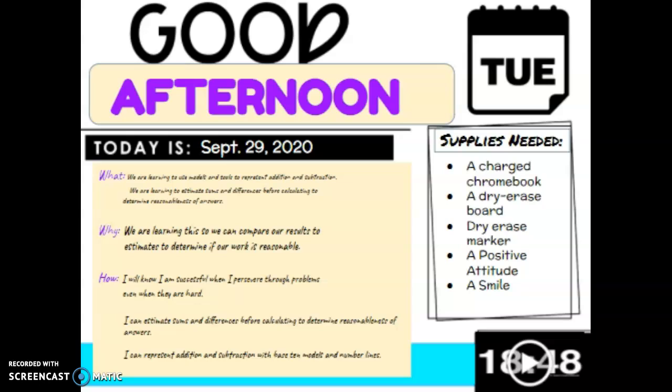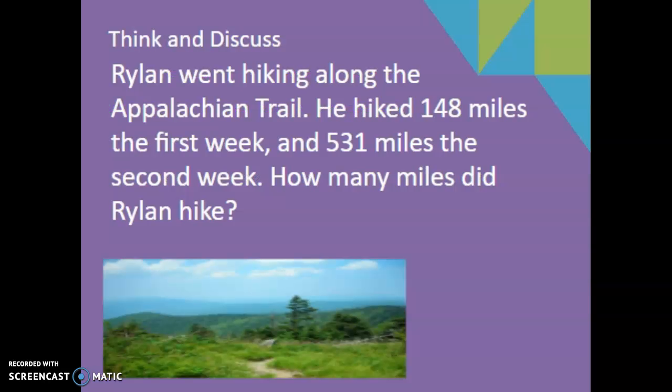So we're going to know that we are successful with that when we can estimate our sums and differences before calculating to determine reasonableness. And then we're also going to be able to represent addition and subtraction using models and a number line. So today we're going to be using those models. We're going to be using those base 10 blocks that you're already familiar with. So let's jump right into our first problem.